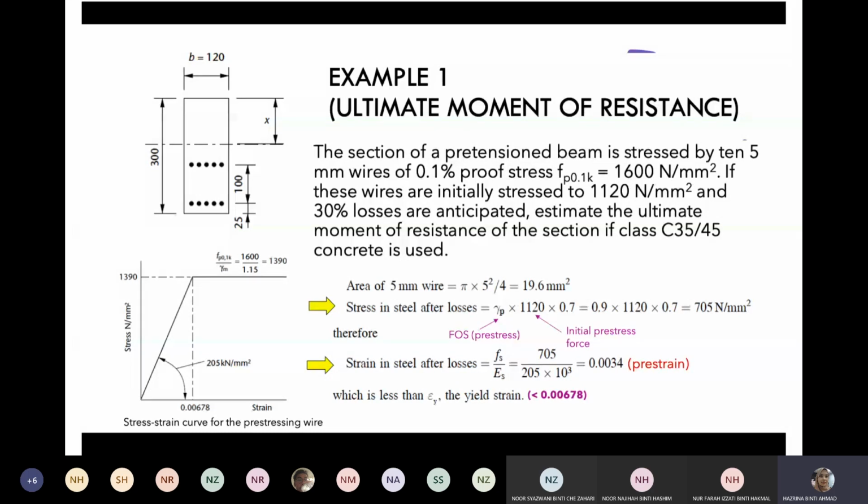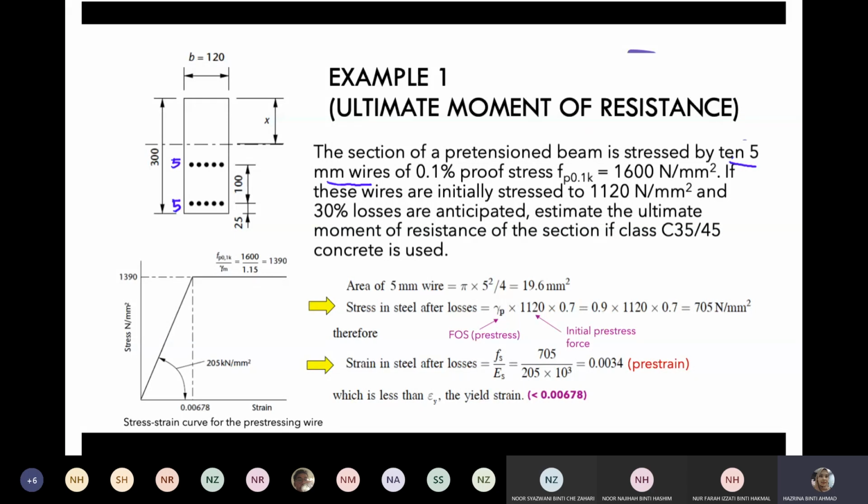Right, so you can see here, it has been stated in the question that we have a rectangular section, which is stressed by 10 5-millimeter wires. Instead of using cables or strands, this section is provided with pre-stressing steel wires. We have 5 wires on top here, and another 5 wires at the bottom here. So you can see that in this example, we have 2 layers of pre-stressing steel wires.